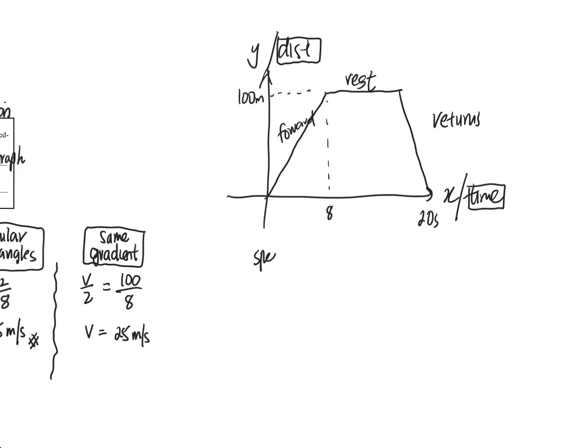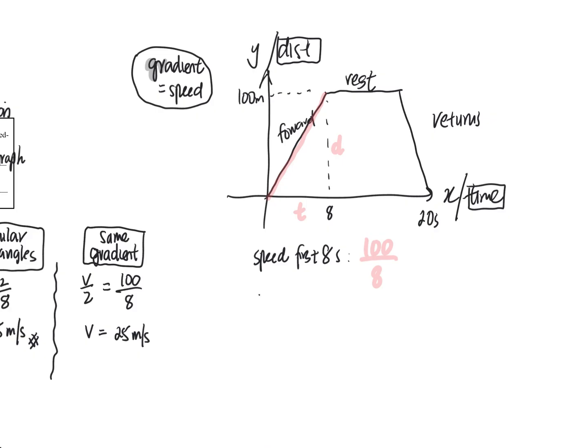So the speed, okay, for the first 8 seconds. So speed is gradient for distance time graph because it's d over t. Okay? So if you want to find speed, you will use 100 divided by 8. So remember for distance time graph, gradient gives you speed. Okay, this is the important thing.